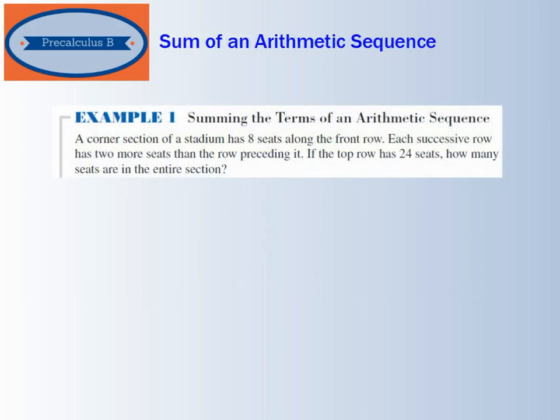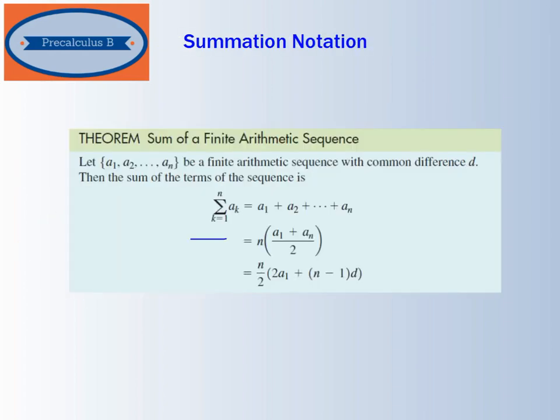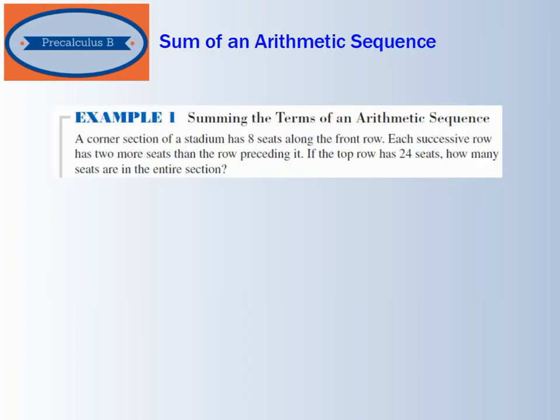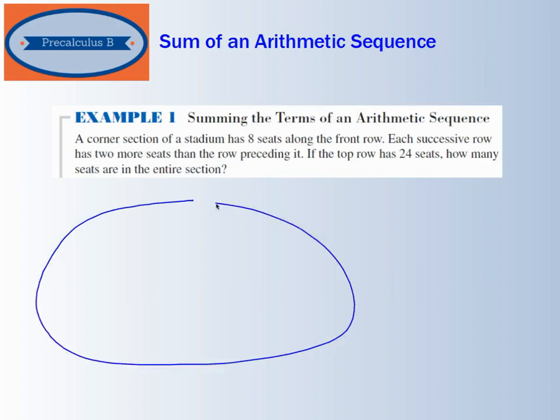So let's apply what we just learned to finding the sum of an arithmetic sequence. Suppose we had a corner section of a stadium, maybe a football stadium or some kind of stadium. The stadium tends to be kind of an oval like this, and we're looking at the upper corner section.